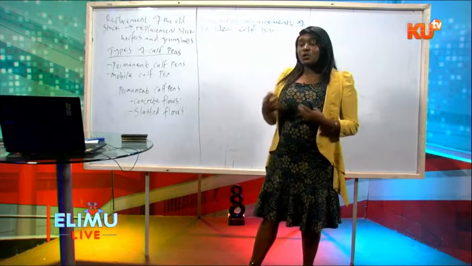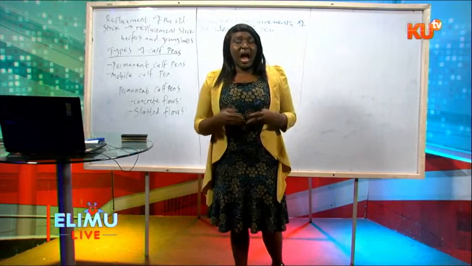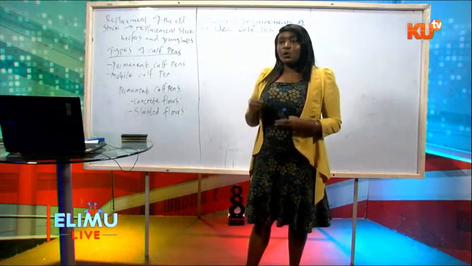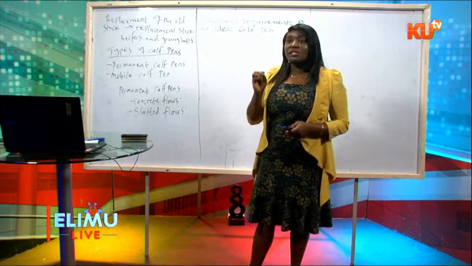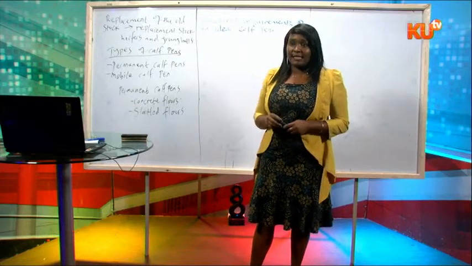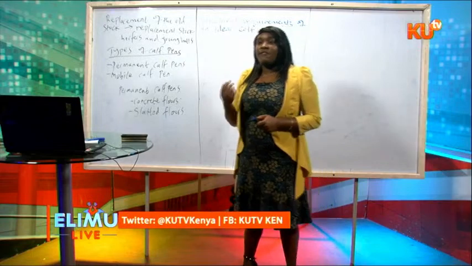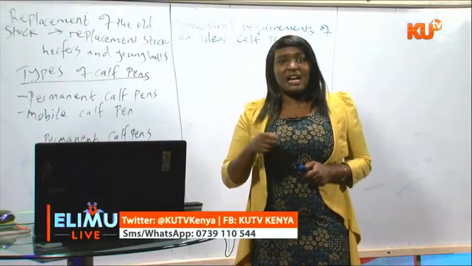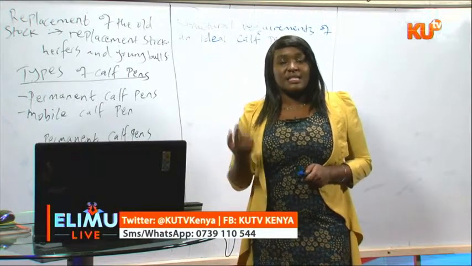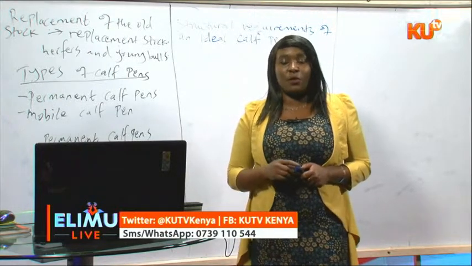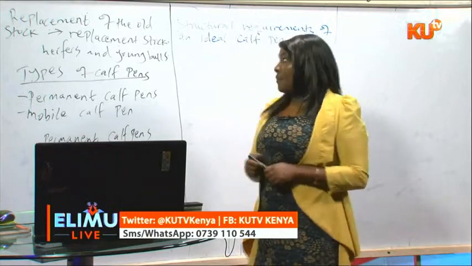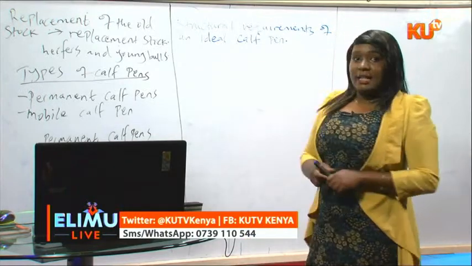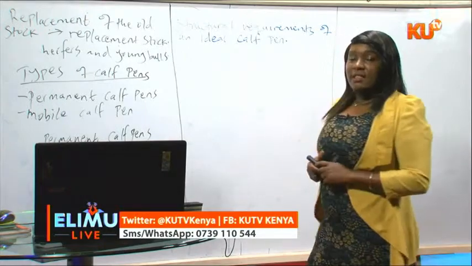A calf pen that is going to boost growth. A calf pen that is going to boost maturity of these animals, because we want these animals to reach service age very fast. That is the ultimate goal of a farmer, to reach service age so that they can be served and start reproducing early enough or at the right time. So, structural requirements of an ideal calf pen that will boost production in the farm.